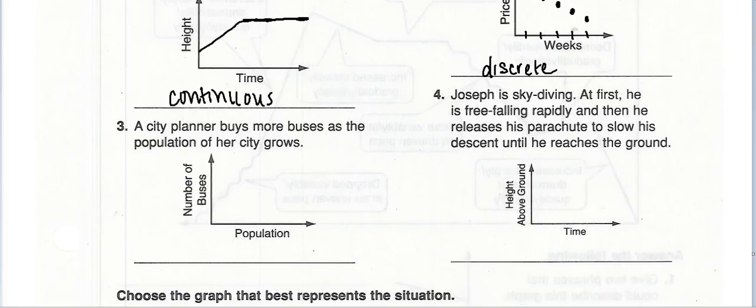Number 3, a city planner plans to buy more buses as the population of her city grows. So we start out with some number of buses. As her population increases, she has to buy additional buses. You're not going to buy fractional buses, so they're definite, distinct points that we are creating. Okay, this is a discrete graph.